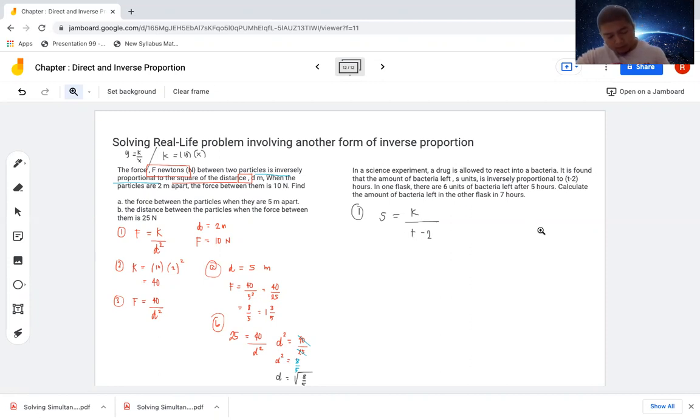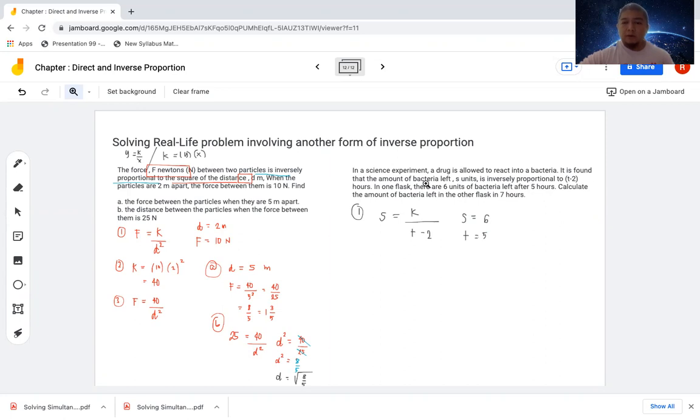So in here, it says that the bacteria left is in the unit of S. So that means S refers to the number of bacteria left. And it says here in one flask, there are 6 units of bacteria left. And the T this time refers to the time in terms of hours. So this will tell us that the hours is 5. So there are 6 units of bacteria left after 5 hours.